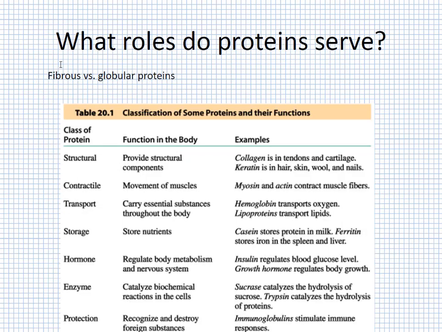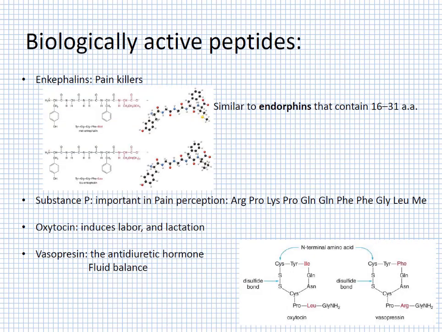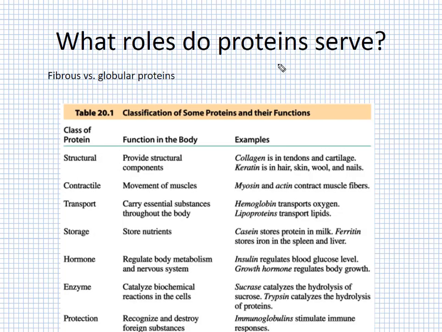All right. Speaking of proteins, what roles do proteins serve? So these peptides, actually, let me back up a minute. These peptides can be neurotransmitters. They can have a hormone type function, but they're not quite proteins. Okay, they're not quite big enough to be proteins yet. So what roles do proteins serve?